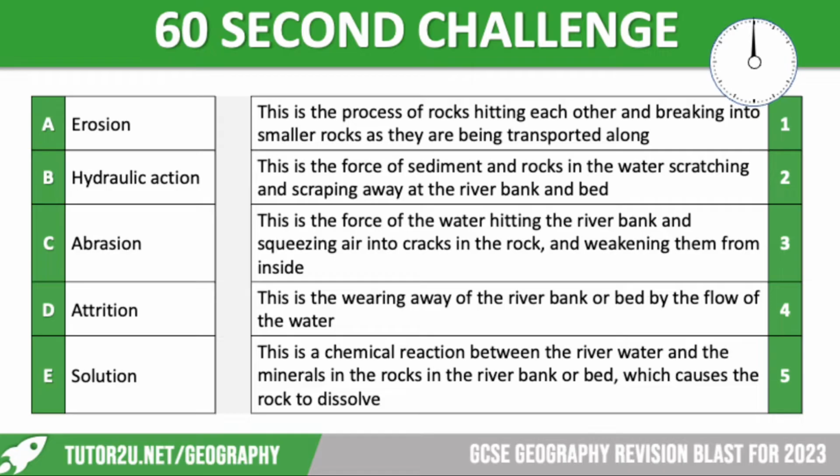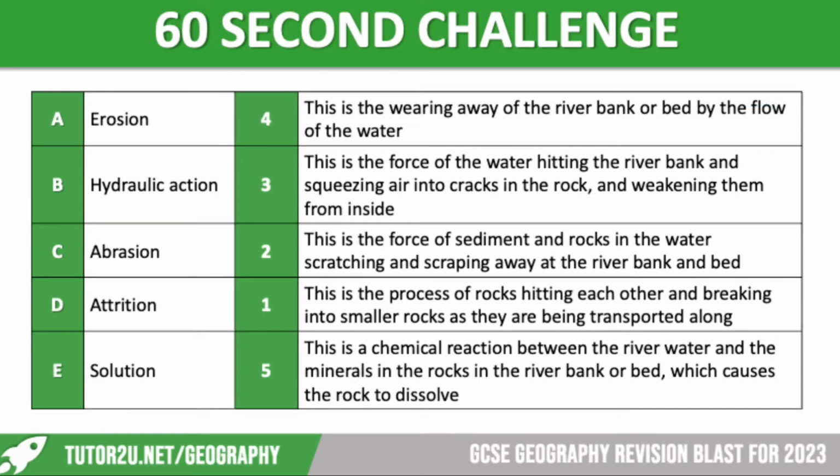Okay, hopefully you managed to match all 5 key terms and definitions up. Let's have a look at the correct answers. So we have A for erosion, which is the wearing away of the river bank or bed by flow of the water. We've then got underneath it the different types of erosion. So when you're talking about key processes and how landforms are created, you need to be able to talk about specific processes of erosion. So let's have a look at what they are.